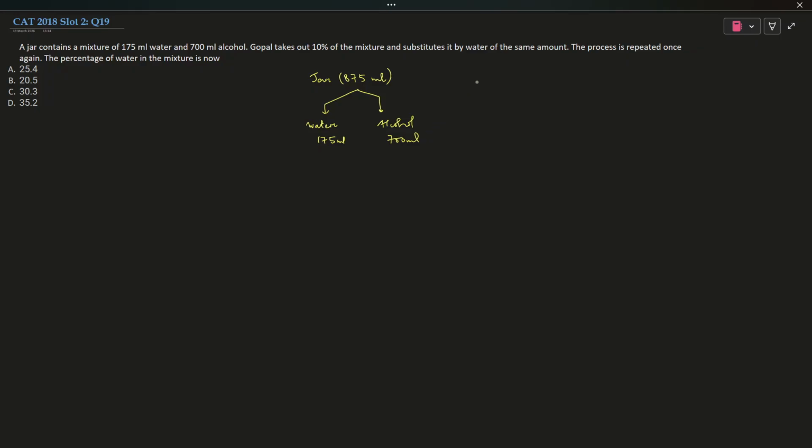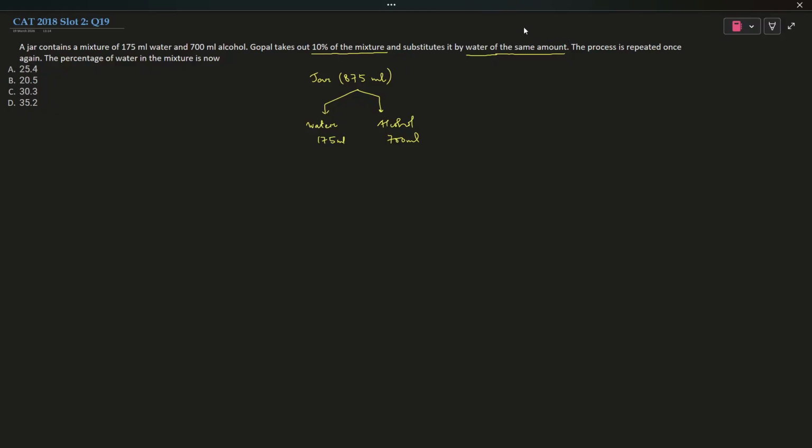Gopal takes up 10% of this mixture. Please be very careful of the word: 10% of what? 10% of the mixture, guys. And substitutes it by water of the same amount. The process is repeated once again. That means he is removing 10% of the mixture twice and replacing it with water.